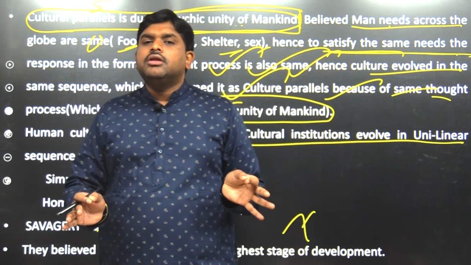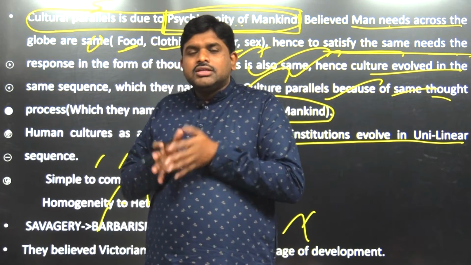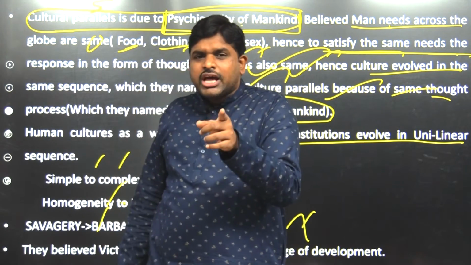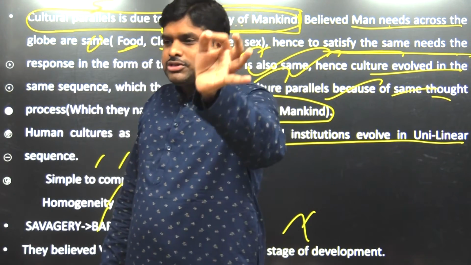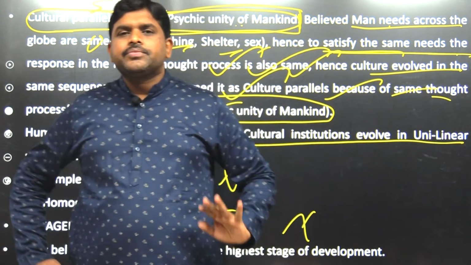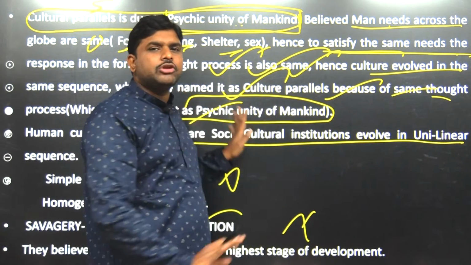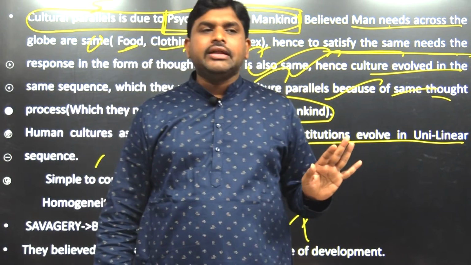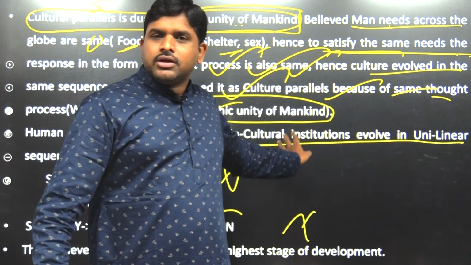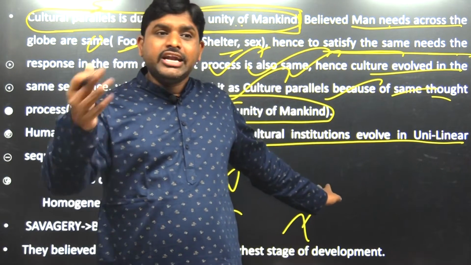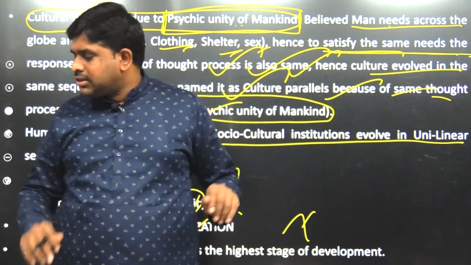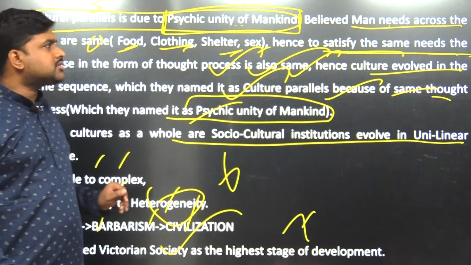So these three people's thought process is the same. These three people believed in these seven concepts. So they are called classical evolutionists. Now, this is the answer for classical evolutionism. If there is a question, write about E.B. Tylor, you will write the same points. If there is a question, write about James Fraser, same answer. Henry Morgan, same answer. Apart from this, some extra points they gave, which we will discuss here.